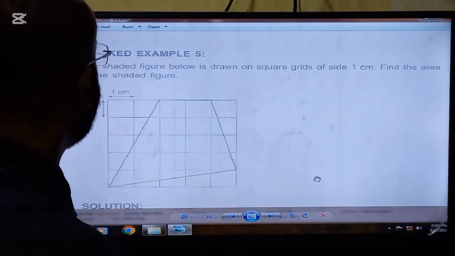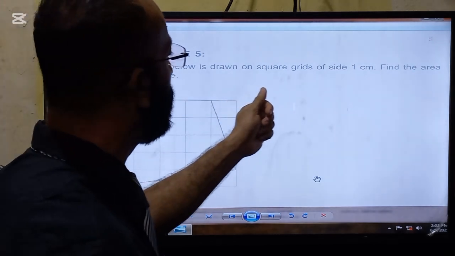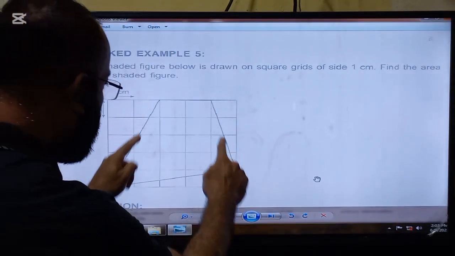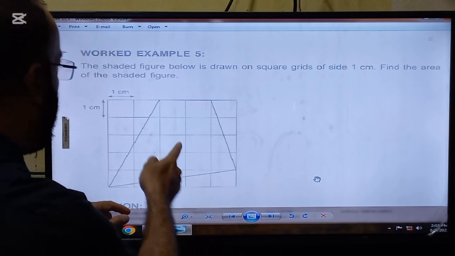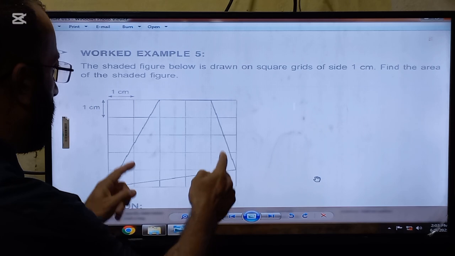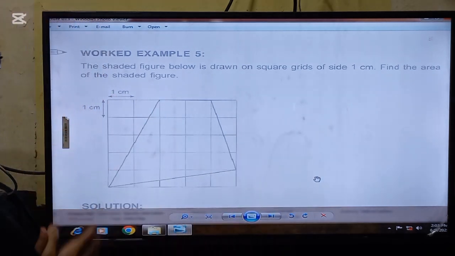Here is another question that has the statement: the shaded figure below is drawn on square grids of side 1 centimeter. So this trapezium is actually shaded and the area outside the trapezium is unshaded. The requirement is to find the area of the shaded figure.